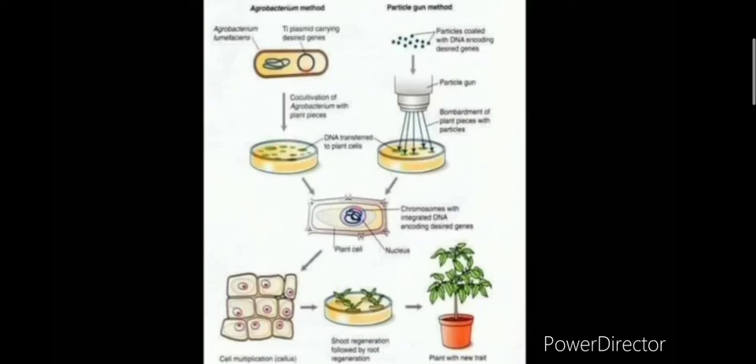In the plant cells, we can now see the chromosomes with integrated DNA that encodes the desired genes. After that, cell multiplication, or callus formation, will happen. A callus is an unorganized mass of plant parenchyma cells, and this is followed by the generation of root and shoot of the plant with the new trait.